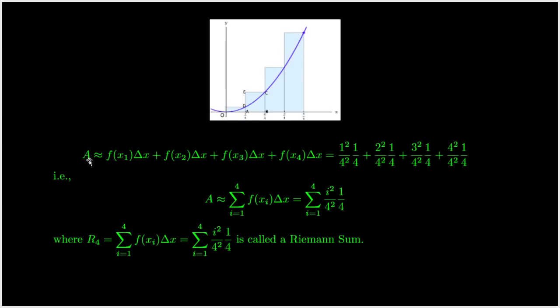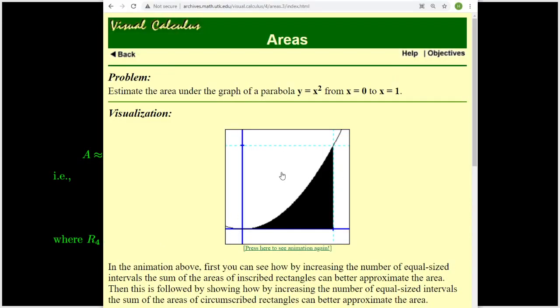A is the area of the curved triangle. Okay, I did not show you the area of the curved triangle on this slide, but if you look at that, it means the area of the black region. Okay.